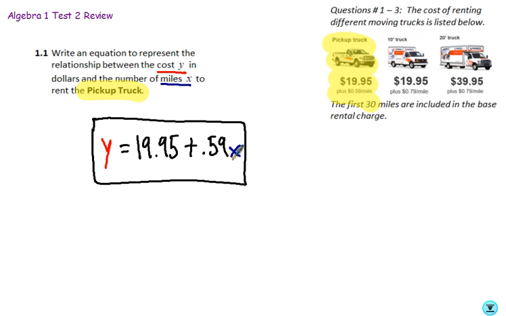They told us which variables to use, x and y. If it were me, I might have done 0.59m for miles. I might have done c for cost, but they told us which variables to use, so we ended up using x and y in this case.